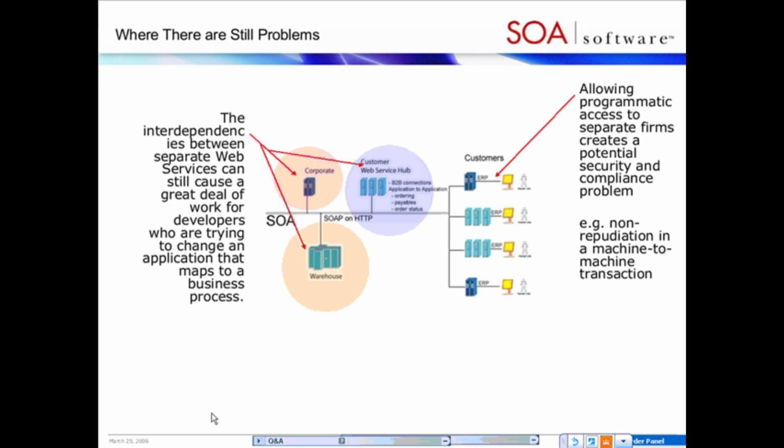And the critical issue here is that SOA and web services are a machine-to-machine technology. You're dealing with one application talking to another, not a person accessing an application.